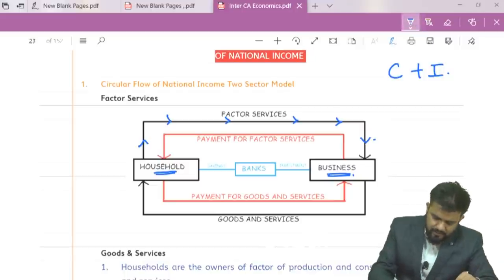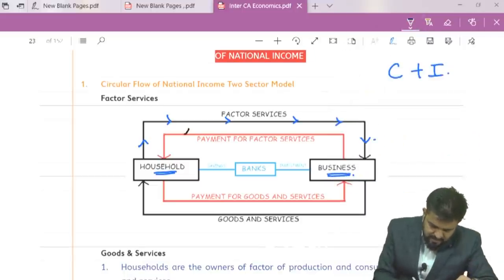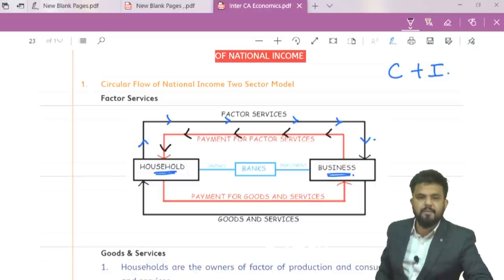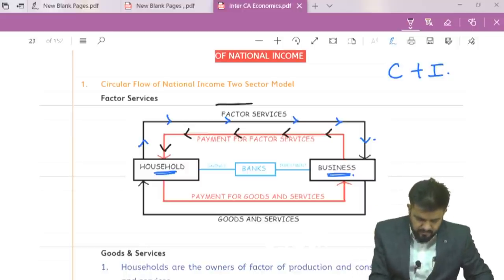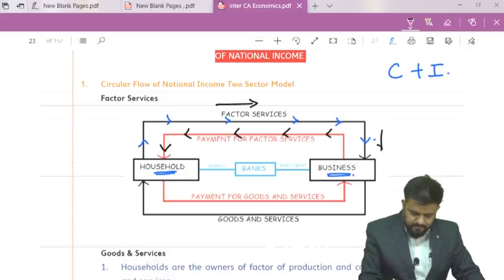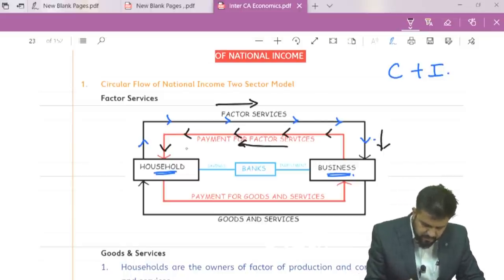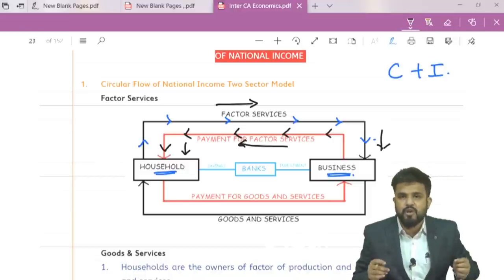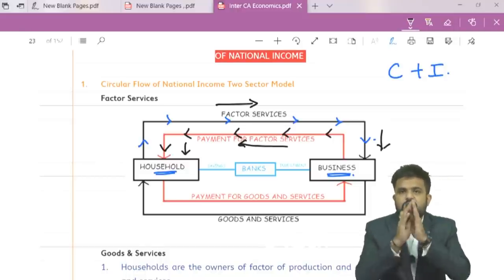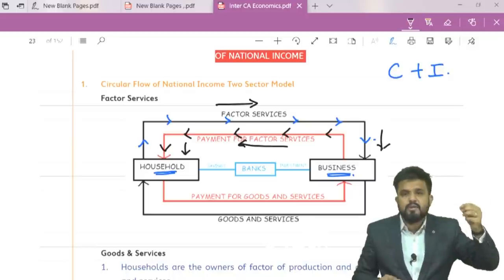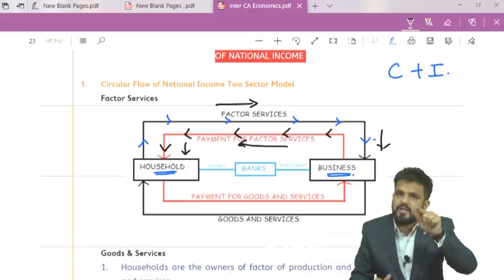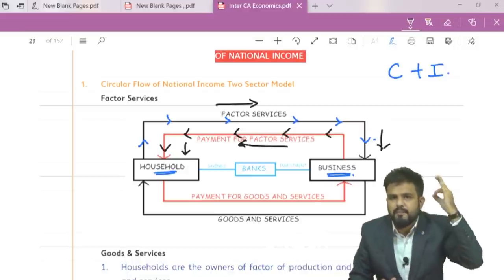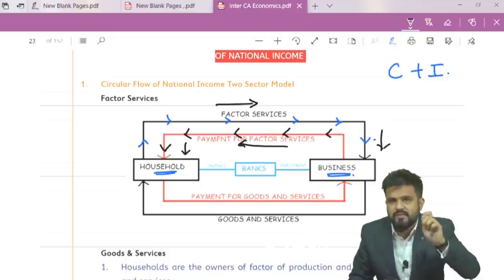In return, what is happening? Business is giving factor payment to household. So households gave factor services to business, and in return business gave factor payment to household. Because are we going to work for free? No. Now in this, I have taken an example with savings and investment. 2 sector is without savings and investment. But here itself, I am explaining you with savings and investment.